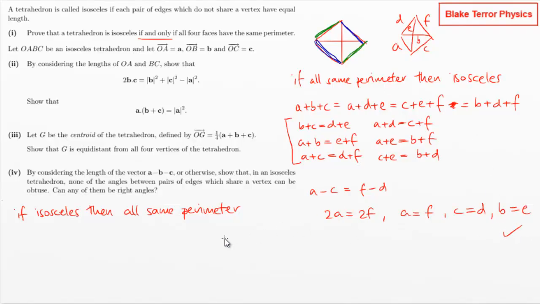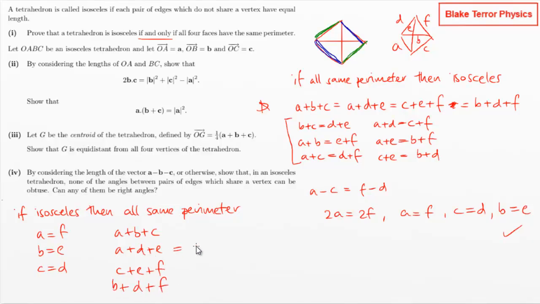Right, okay, so that's worked fine. If isosceles, then all the same perimeter. Right, so if it was going the other way round, isn't this just going to be obvious if I'm doing it this way? So if it's isosceles, I'm saying that A is F and that B is E and that C is D. So then I'd have A plus B plus C. I'm going back to these equations over here, aren't I? I then have A plus D plus E, C plus E plus F, and B plus D plus F.